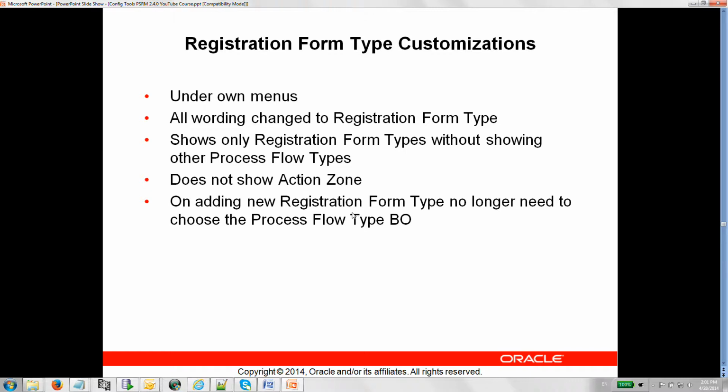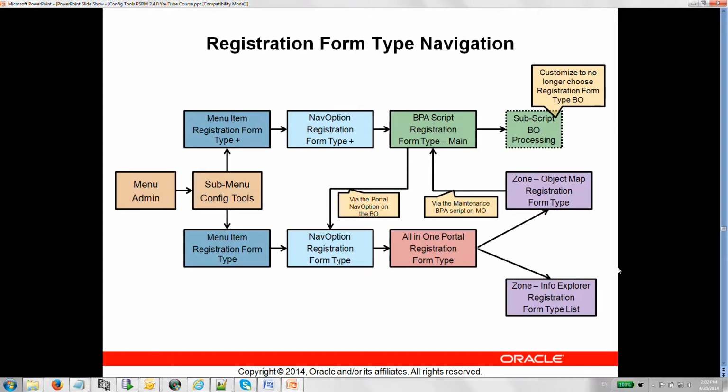And in order to understand how we did this, we need to understand the flow and navigation which is involved from the point of adding a menu all the way to showing a maintenance map to update a BO or to see a display map. And we haven't actually seen this. We've mainly concentrated on the business object, but not on all the navigation. So this is an important thing that we need to look at now. So here is an overview of the registration form type navigation.